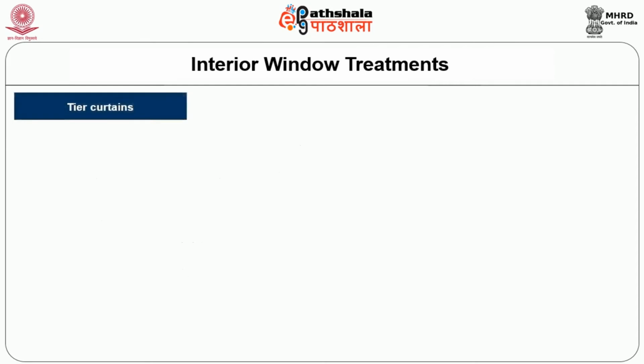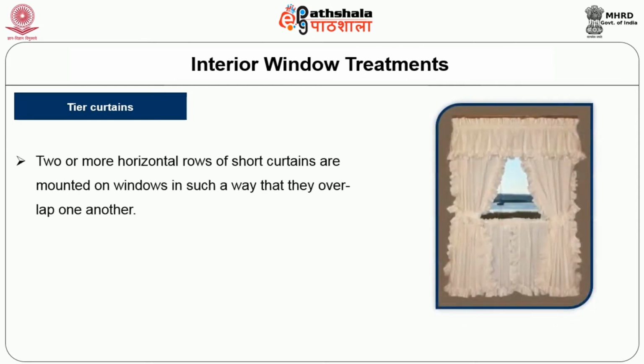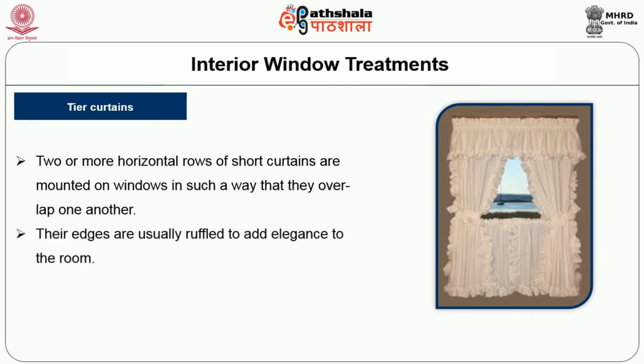Tier curtains. Two or more horizontal rows of short curtains are mounted on the window in such a way that they overlap one another. The edges are usually ruffled to add elegance to the room.